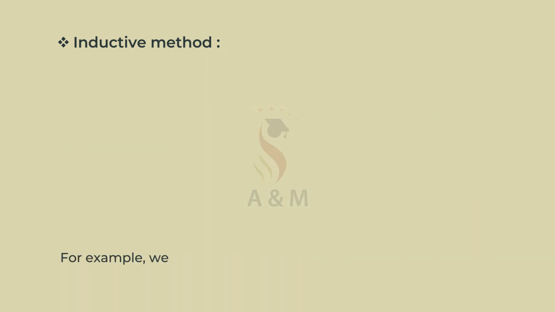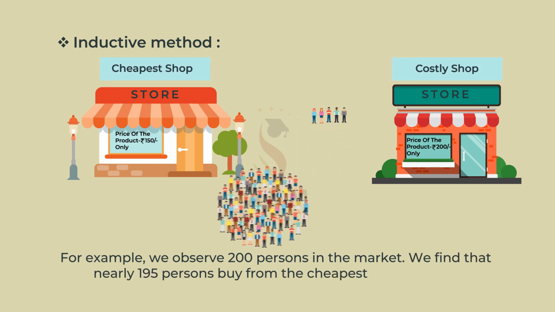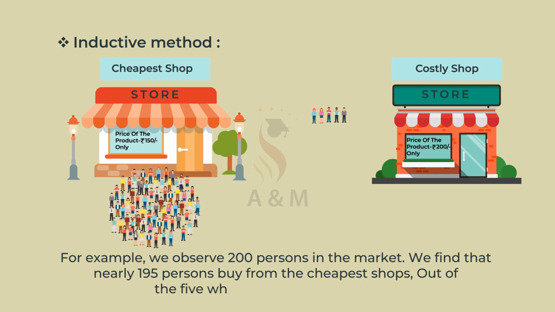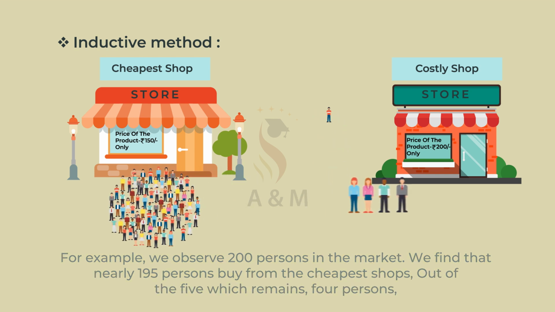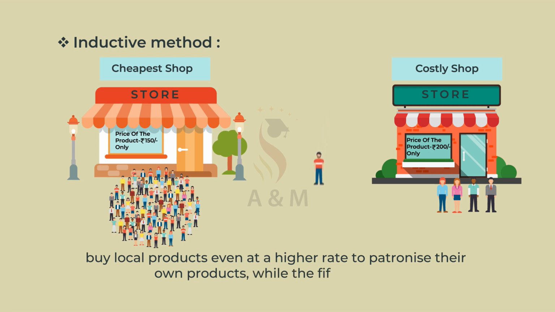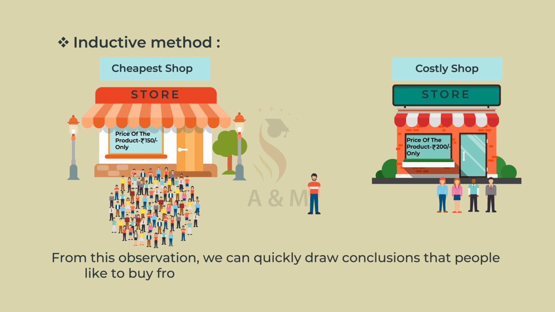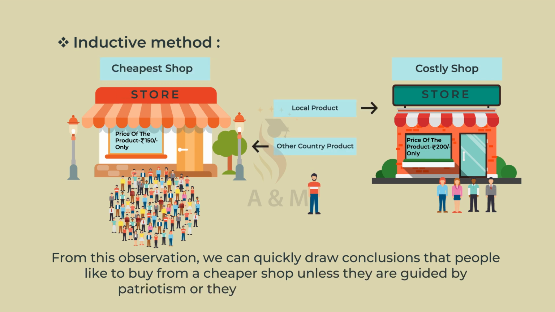For example, we observe 200 persons in the market. We find that nearly 195 persons buy from the cheapest shops. Out of the 5 who remain, 4 persons buy local products even at a higher rate to patronize their own product, while the 5th is a fool. From this observation, we can quickly draw conclusions that people like to buy from cheaper shops unless they are guided by patriotism or they are devoid of common sense.